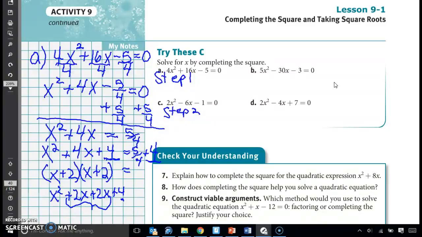Because I added 4 to this side. No, it's 2. What's 2 times 2? 4. I thought it was half of that. That's our middle term. When we multiply this out, we get a 4, right? So is it always the same number then?